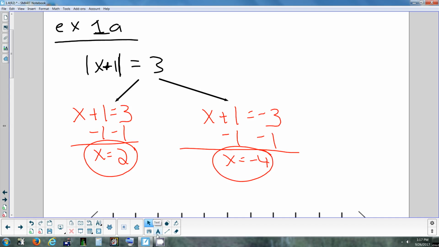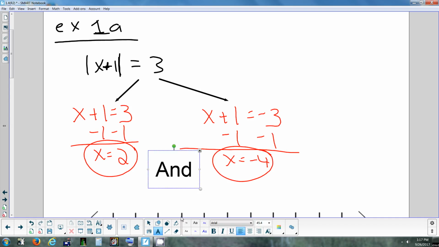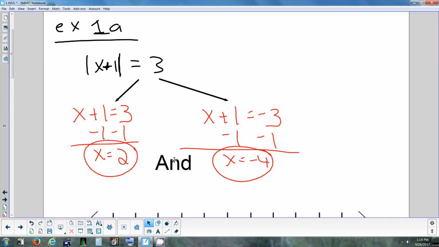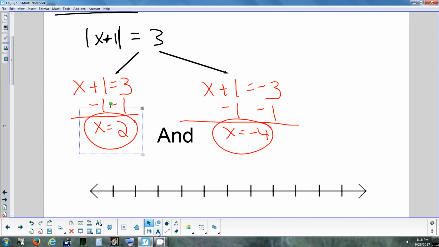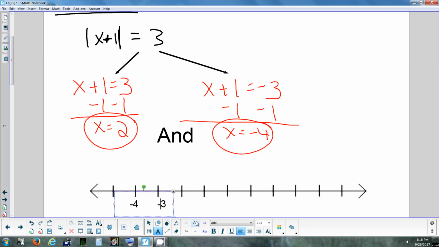One more thing I have to do. I'm missing something. I'm missing a word. What word should I write right here? What word should Mr. Hager type right in the middle? Perfect. Good, Madison. Right? We've got to separate it with the word and. Why? Here's the reason why. If I plug in this number for X, I'll get the correct answer. If I plug in this number for X, I'll also get the correct answer. Both of these are solutions for that absolute value equation. Because whatever's in that absolute value can't be negative. It has to be positive.